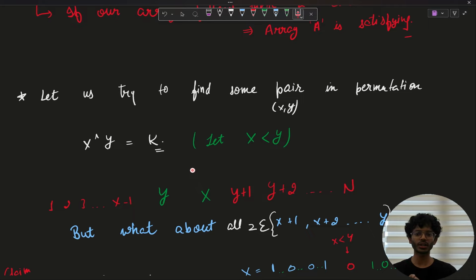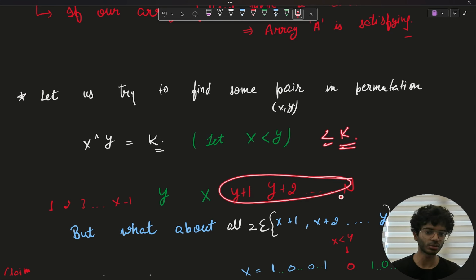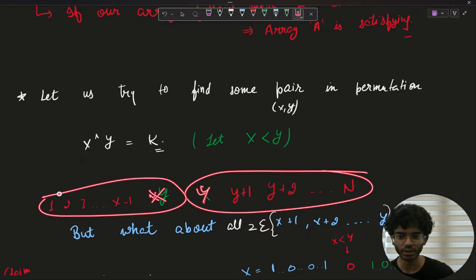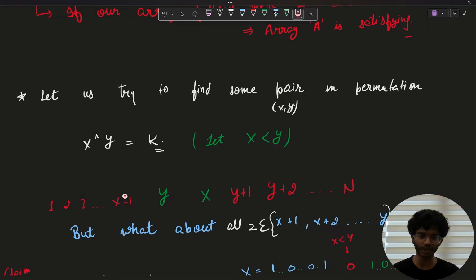Now we also need to ensure that for all the pairs, the XOR is less than or equal to k. For the others we don't need to swap, so it doesn't matter. X will come here, Y will come here after the swap. So this part is sorted and this part is sorted, so we are pretty much sorted on these parts.